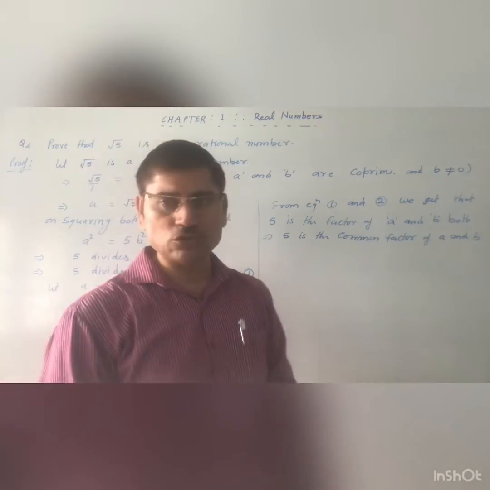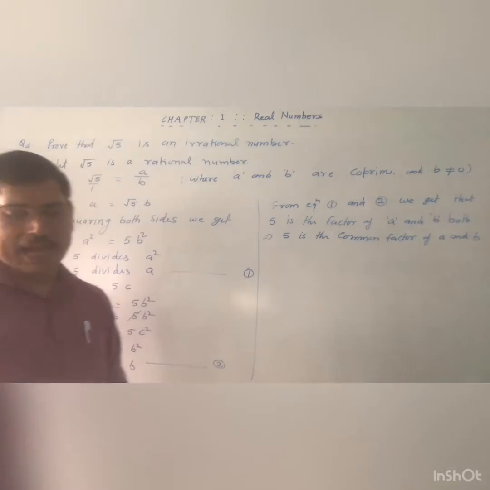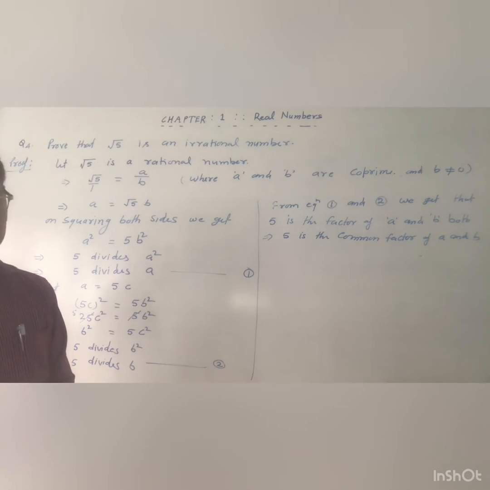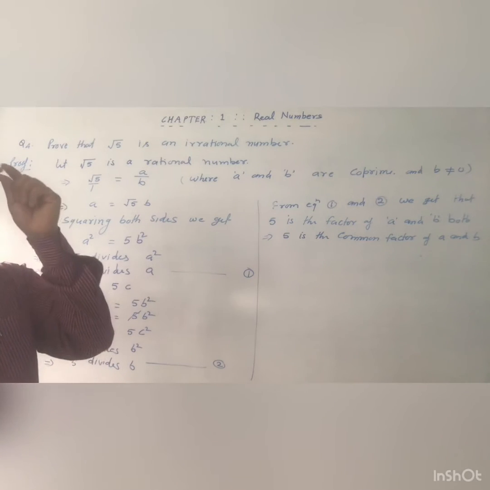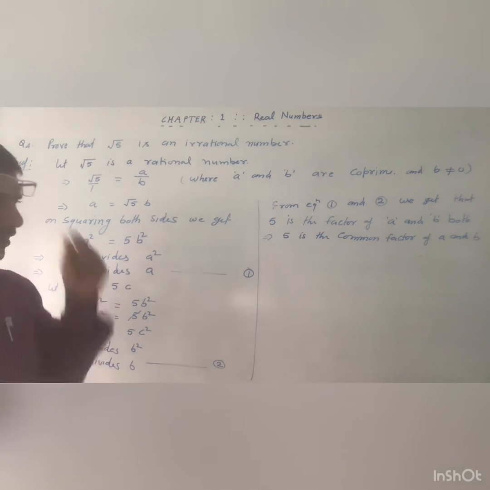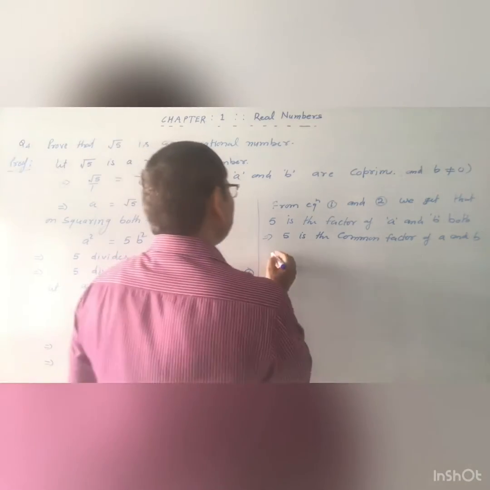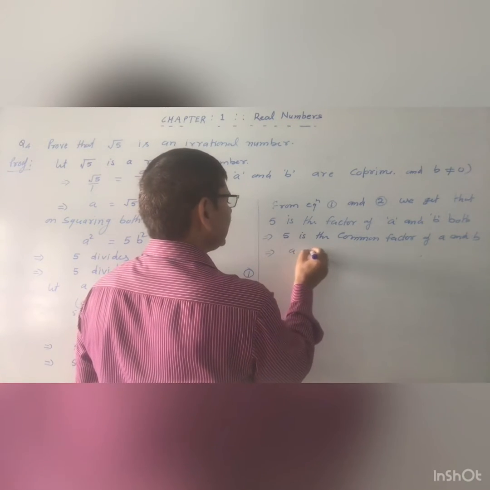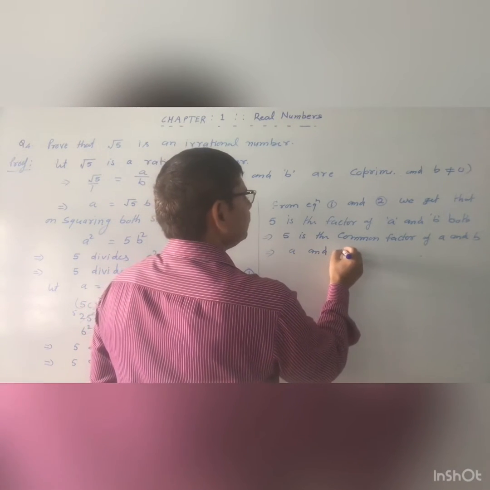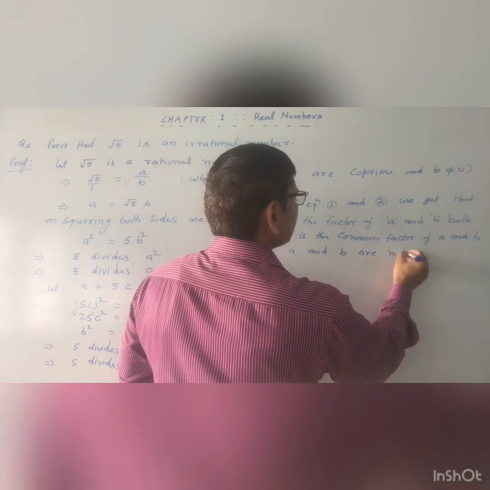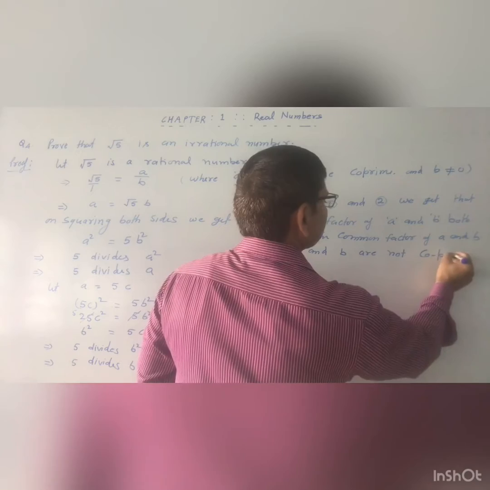But this gives you what? That 5 is a common factor of A and B. So if 5 is a common factor of A and B, it means A and B are not co-prime. This implies that A and B are not co-prime.